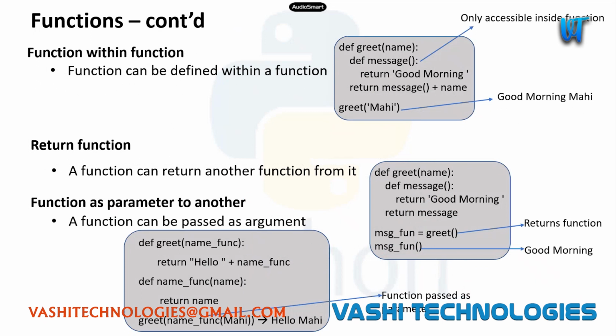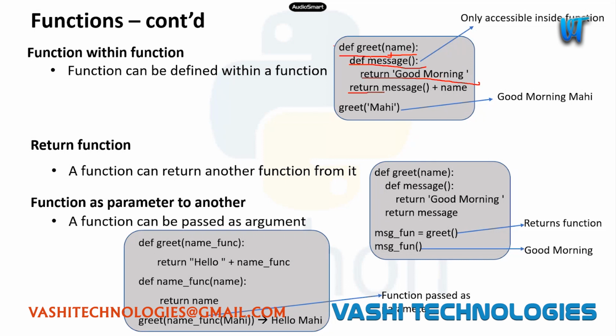And then function within a function. Okay. We can create a function within a function. There is no restriction. We can keep on nesting a function as well. If you see here, we have this main function which is greet, and it is taking name as an input. And within that function, we have one more function which is message. And message is doing nothing. It is returning good morning. Message function is just returning good morning.